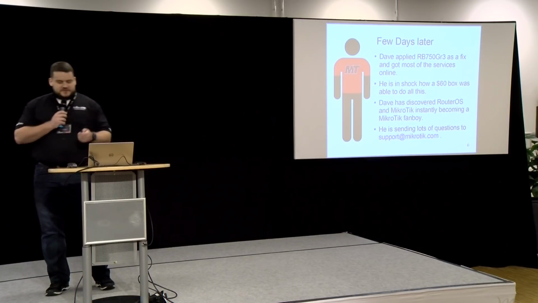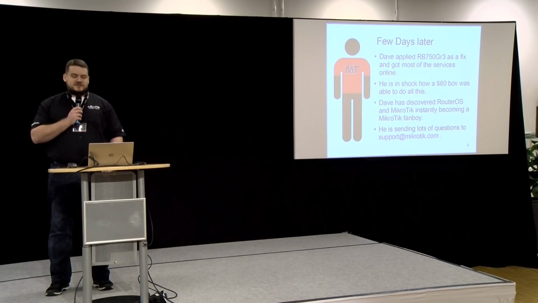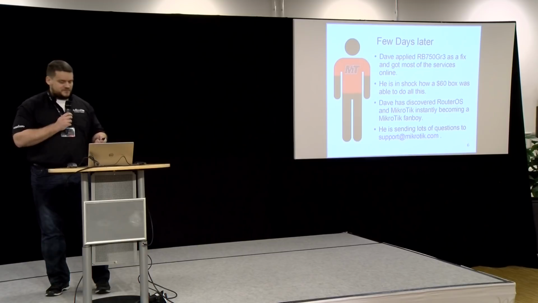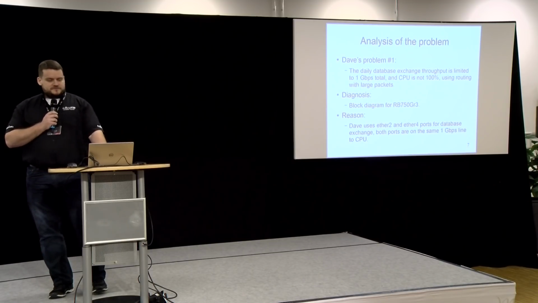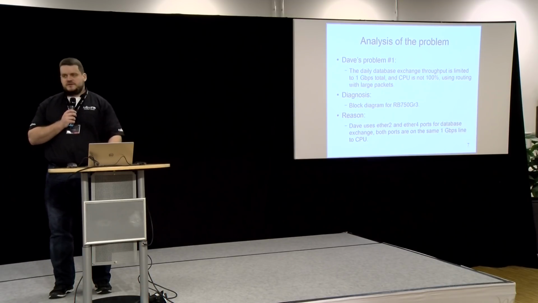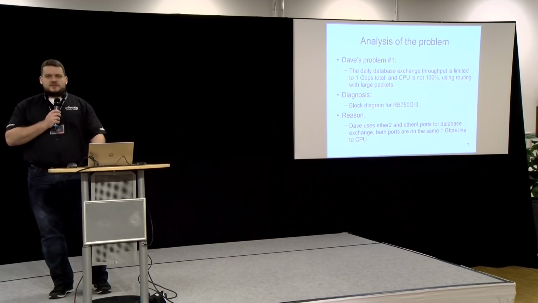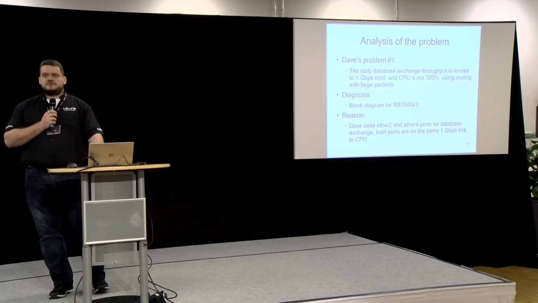A lot of them, because Dave starts getting a few problems. The first problem: on daily database exchange, throughput is limited to 1 gigabit per second total. So not full duplex, but total. He can get only 500 each way. And as soon as he sends a little bit more the other way, the first way drops down. And the CPU is hitting 100%. He used routing with large packets. So how to diagnose this problem?